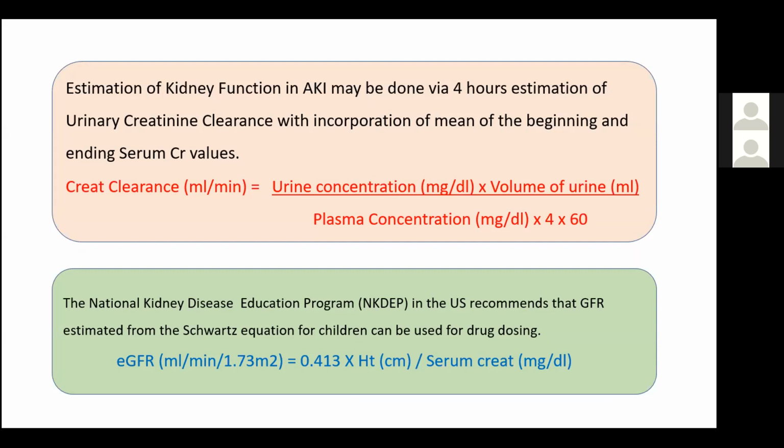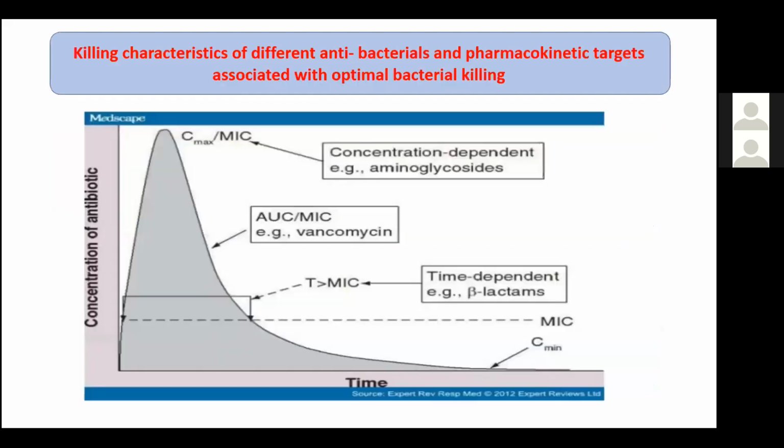So from that urine sample, we can get a creatinine clearance in ml per minute, which is equal to the creatinine concentration in urine in milligram per deciliter multiplied by the volume of urine in ml divided by the plasma concentration of creatinine in milligram per deciliter multiplied by 4 hours and 60 minutes. This will give us the creatinine clearance. But in case the child is anuric, we'll have to resort to the Schwartz formula, which says that eGFR is equal to 0.413 into height in centimeters divided by the serum creatinine.